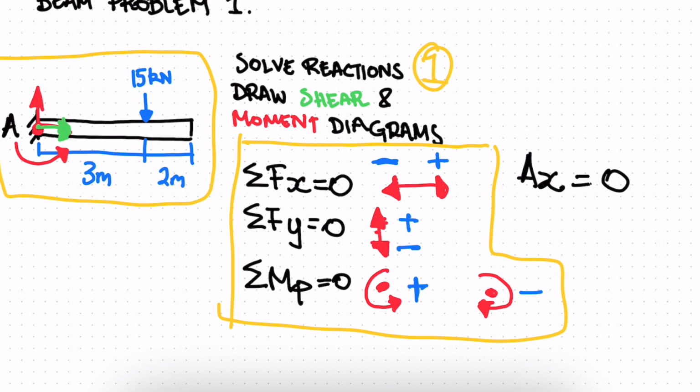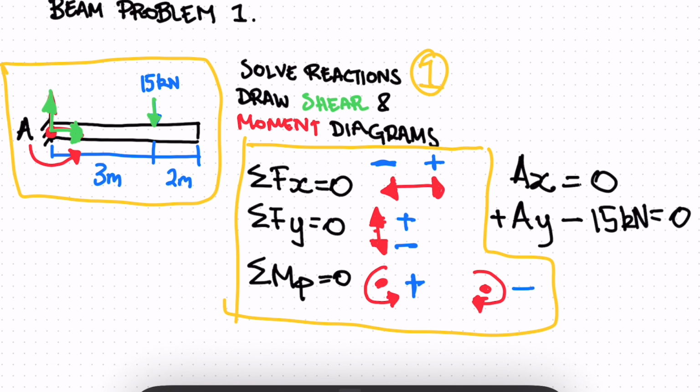In the Y direction, we have our reaction in the positive direction. We have a positive AY, and then we have a negative 15 kilonewtons acting on the beam. So we have minus 15 kilonewtons, and that will be equal to 0. All we do is move our 15 kilonewtons to the side and we find our AY reaction.